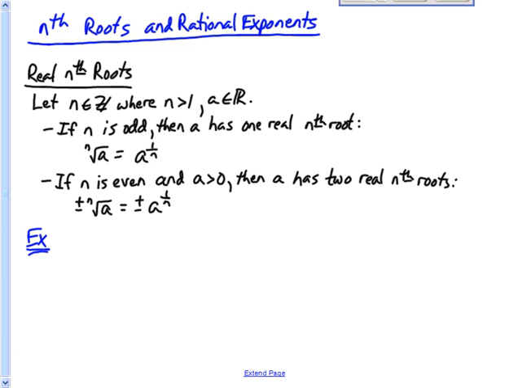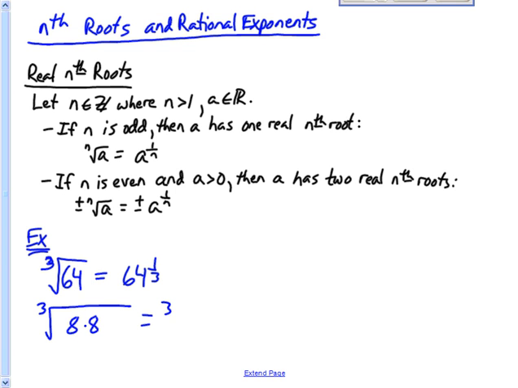Let n be 3 and a be 64. If we're taking the third root of 64, that's the same thing as 64 to the 1/3. Now we're looking for 3 of a kind underneath, right? So we're going to break that 64 down. 64 is 8 and 8. Let's break that 8 down into 4 and 2, and the other 8 down into 4 and 2.